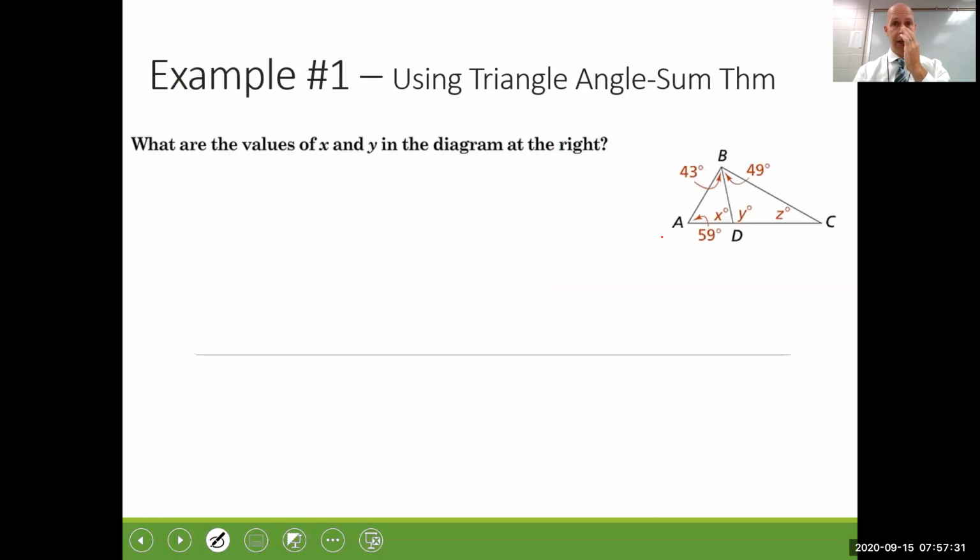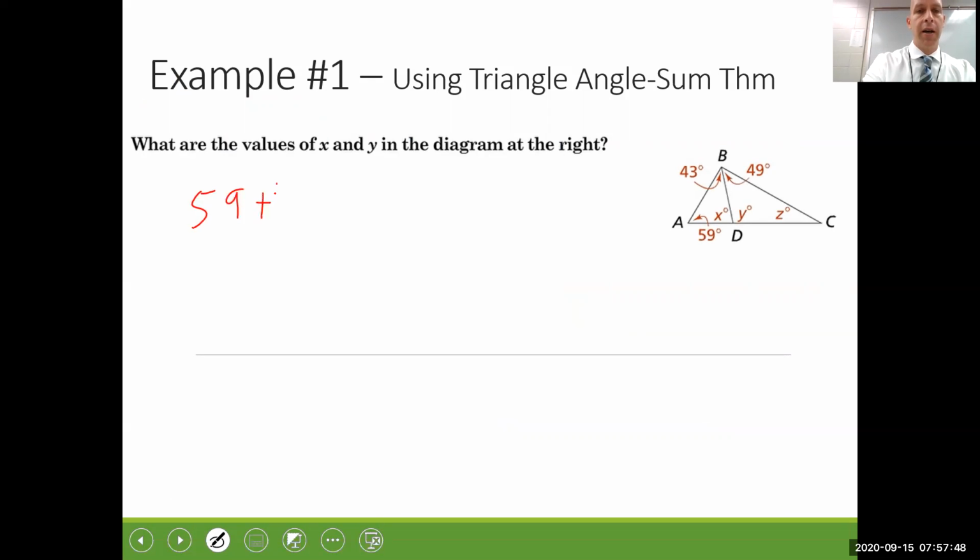So let's use this in an example. It says using the triangle sum theorem, what are the values of x and y in the diagram? Okay, so you can see that we've got 2 triangles here. I'm going to focus on the one on the left. What do the 3 angles of that triangle have to add up to? Well, they have to add up to 180.